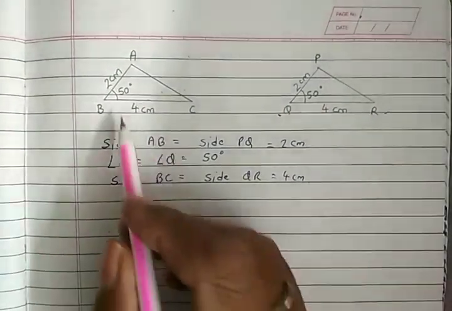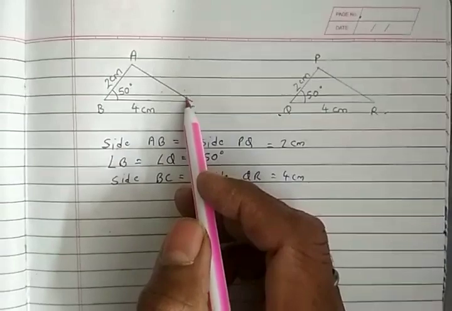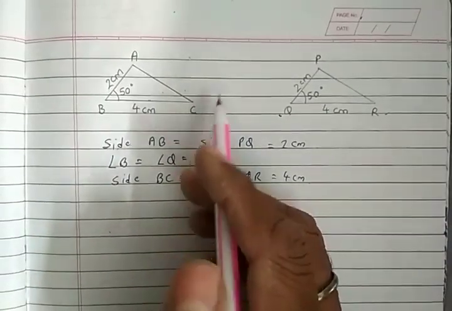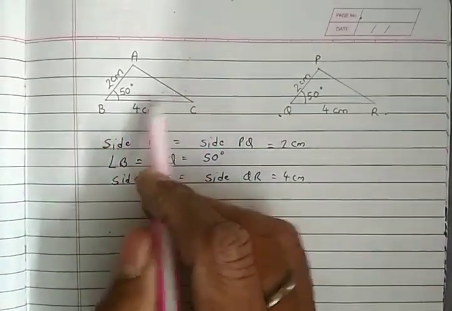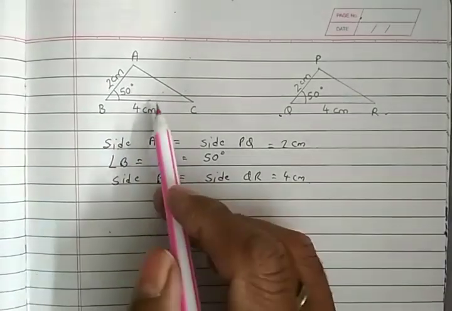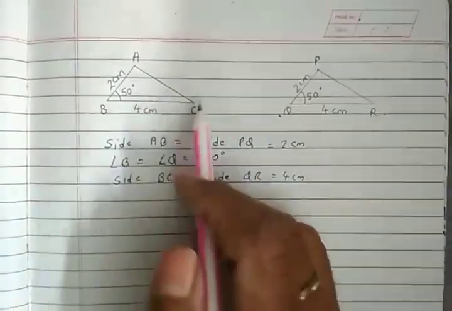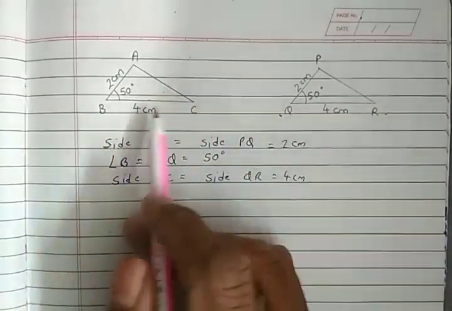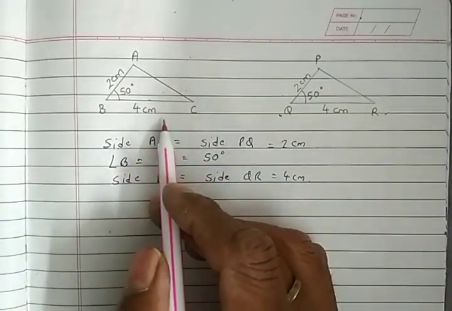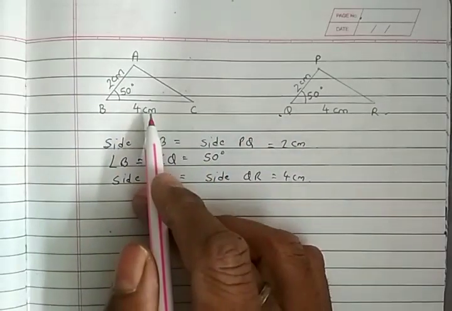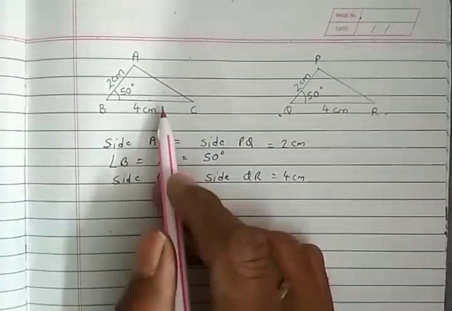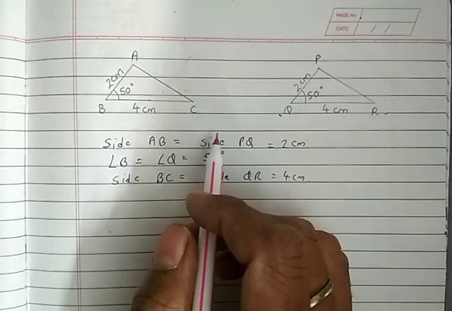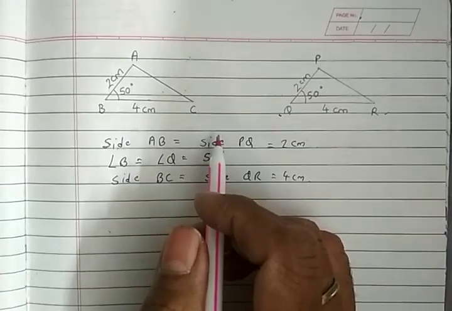Now let's learn about angle side angle congruency. What does it say? That if two angles of a triangle are equal and the included side is equal to that of the other triangle, then it is said that the two triangles are congruent by angle side angle. Let us see this with the help of an example.